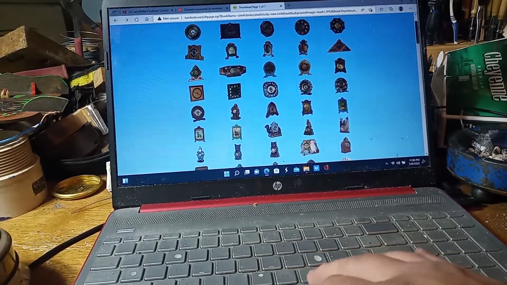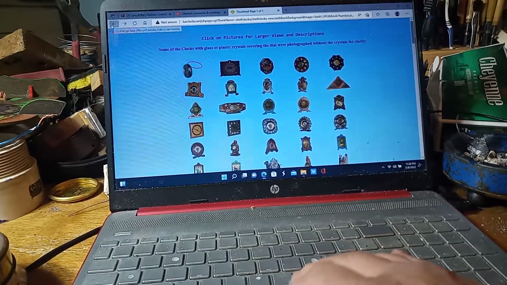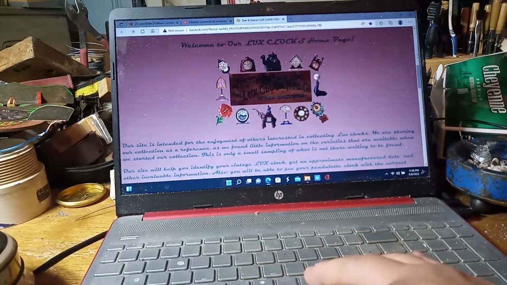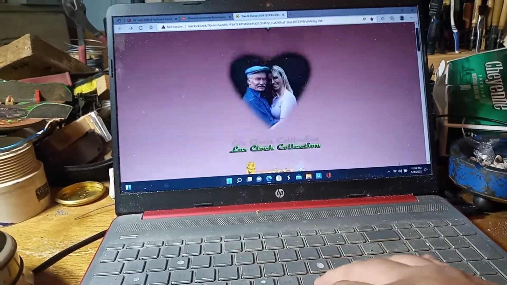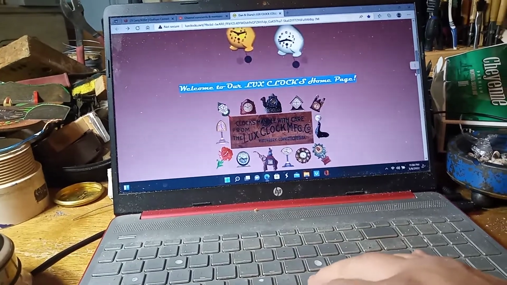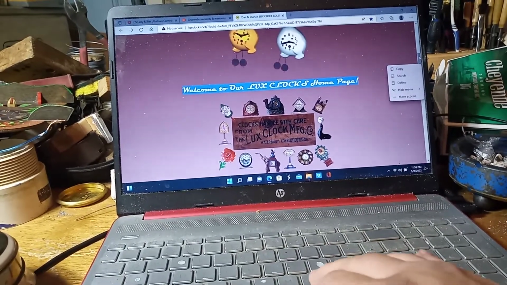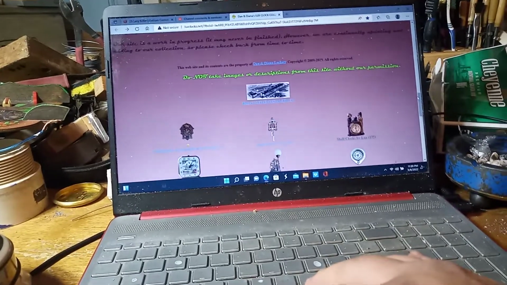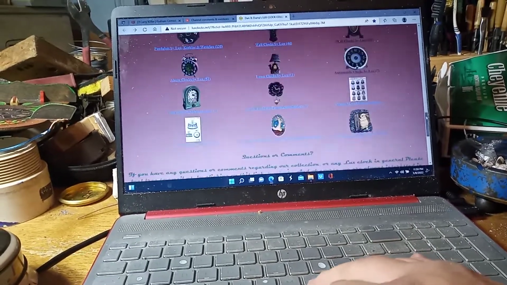Dan and Diane's webpage is the most knowledgeable Lux webpage out there, to my understanding. I don't believe there's another one that has all the clocks that they have.